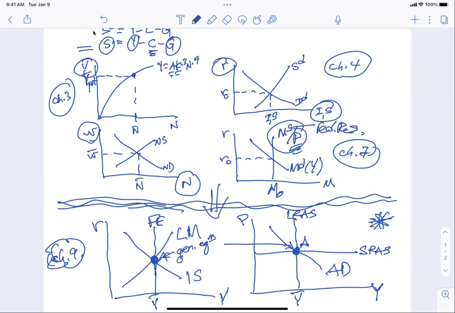The idea is that business cycles all fluctuate around the long-run growth in the economy. So the question is, what brings the economy back to full employment, to potential GDP?